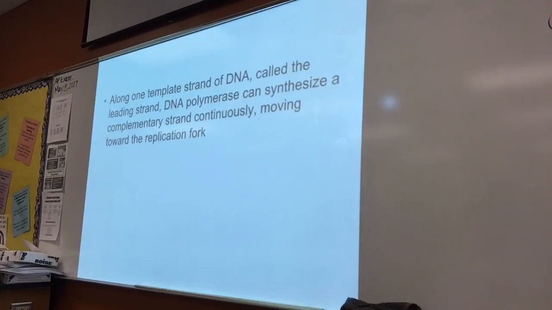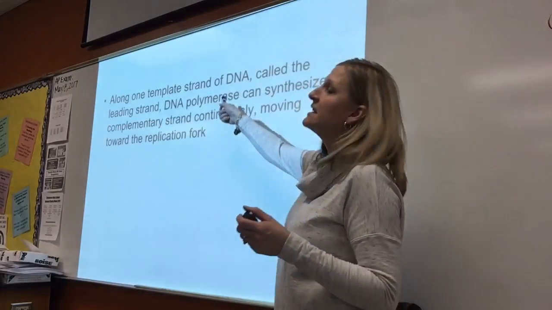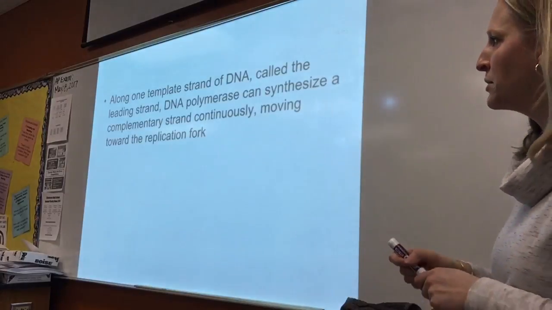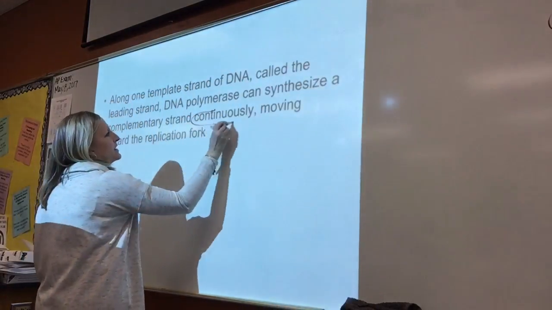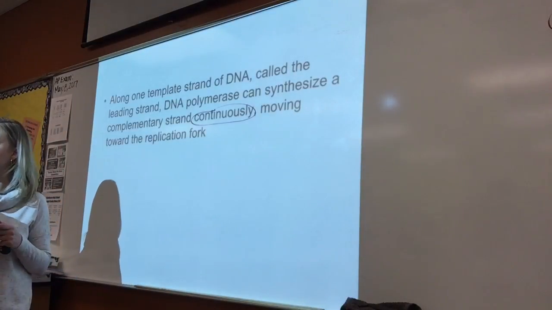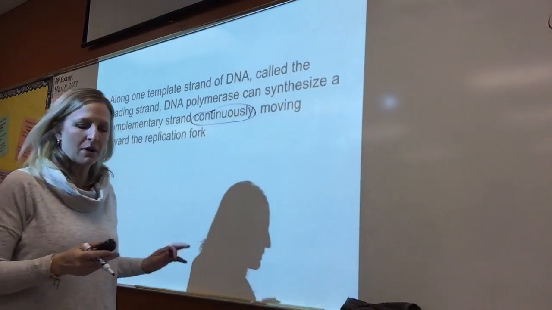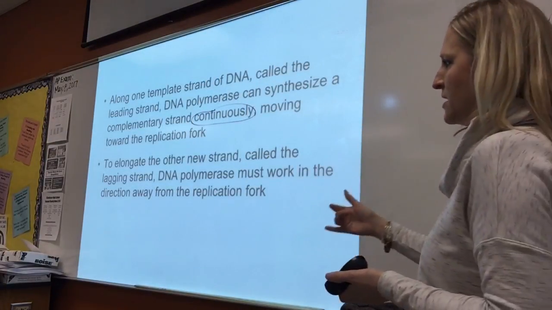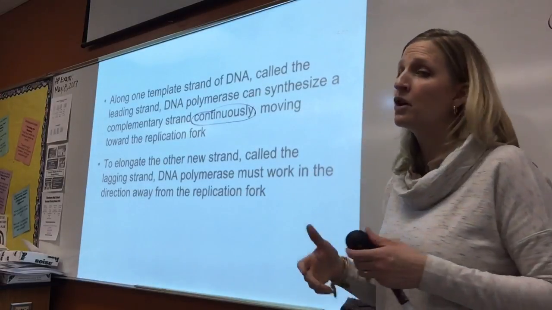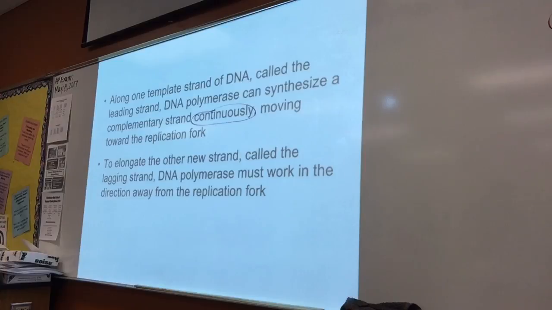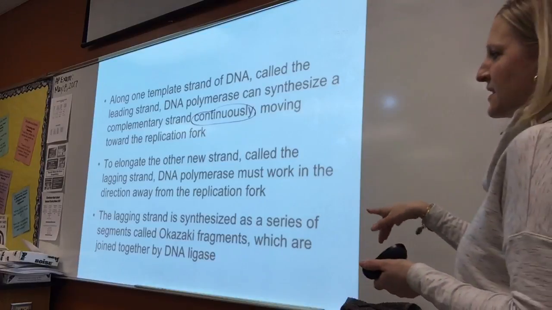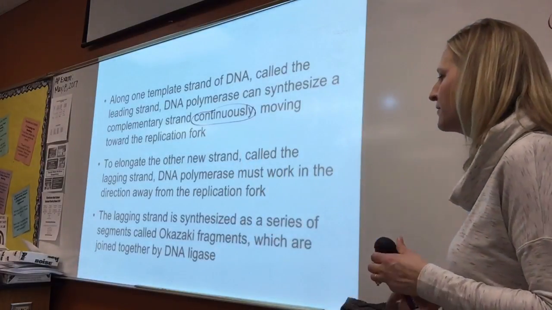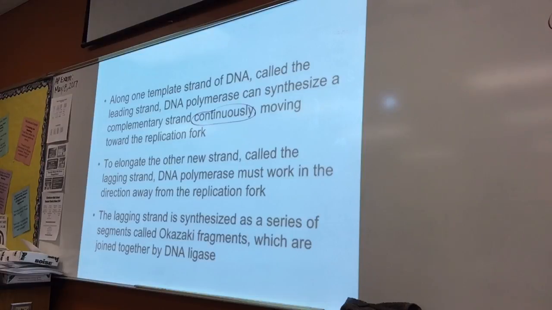So along one template strand of DNA called the leading strand, DNA polymerase synthesizes a complementary strand continuously. So for the leading strand, the key word there is it's synthesized continuously, doesn't have to stop, moving toward the replication fork. And then to elongate the other strand called the lagging strand, DNA polymerase works away from the replication fork. And because of that, and because the DNA polymerase can only add to the 3' end, the lagging strand is synthesized as a series of segments called, and you should have Okazaki fragments, which are joined together by, and that is DNA ligase. Okay, so how'd you do on that?